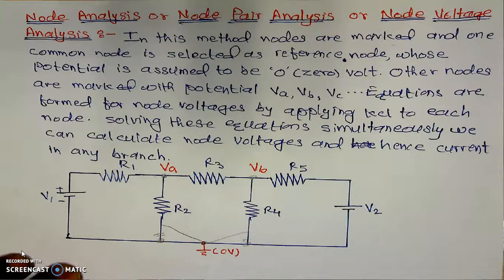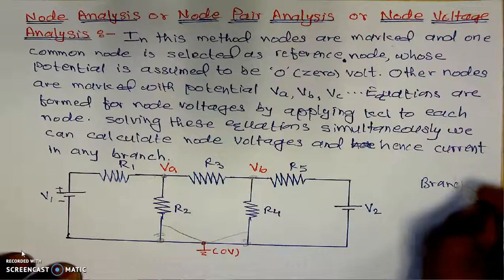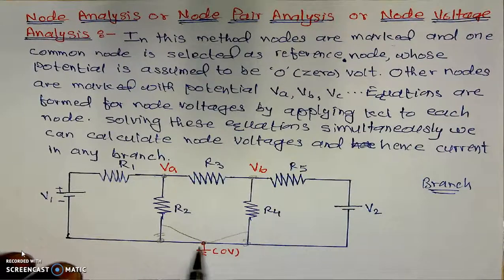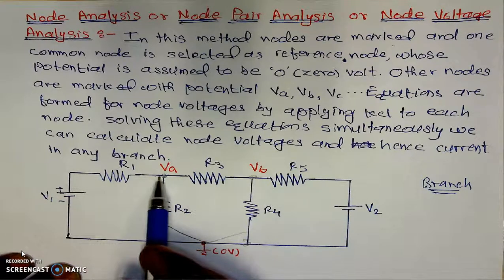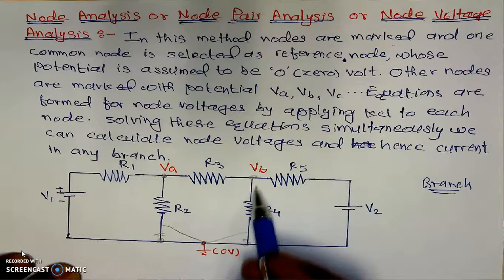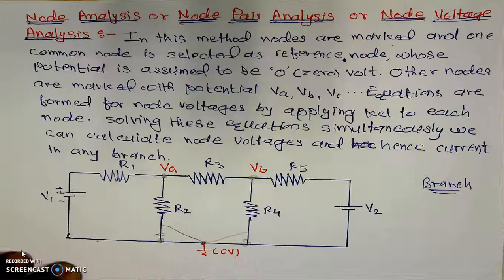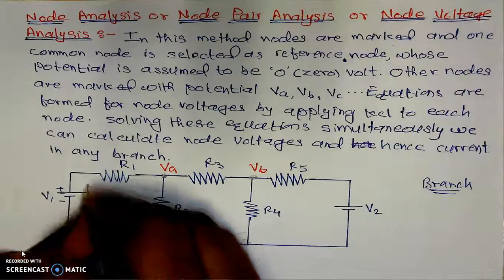But here in this case, we have to assume a separate current for each separate branch. And what is a branch? A branch is nothing but a path between any two nodes. This is a branch. Here is one node and here is another node. This complete path is one branch. For this single branch, we have one current. For the second branch, we have a separate current. Third branch, separate current. Fourth branch, separate current. And fifth branch, separate current. So we have to assume separate currents for the separate branches.